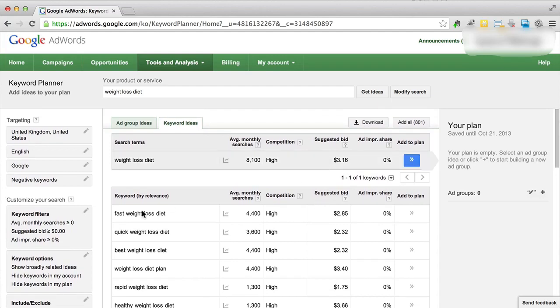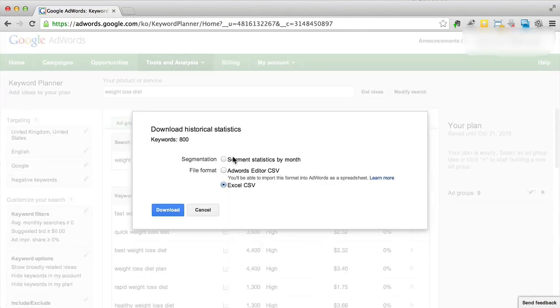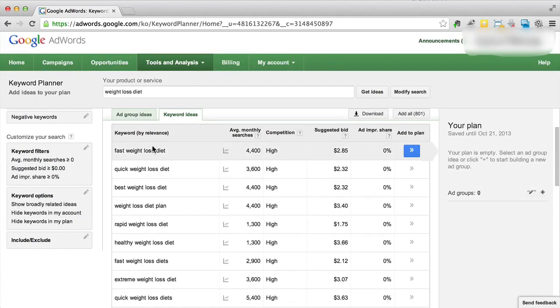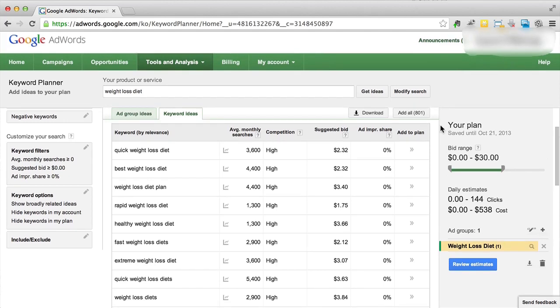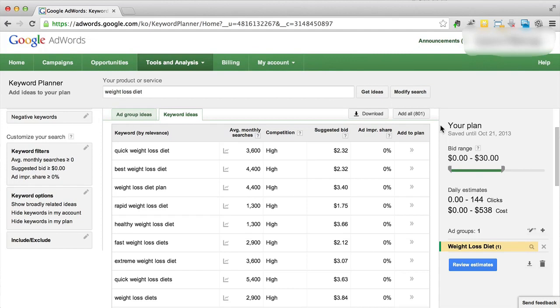You can also easily extract these keywords. You can just go download, and then you can extract them in Excel. You can then maybe import them in Market Samurai or some other tool that you can use to do some more research on these keywords. And you can also add them to your plan. However, if you add them to your plan, you're kind of also preparing for Google AdWords. You're preparing to pay for this. So I don't really do that. I don't really add these to my plan.